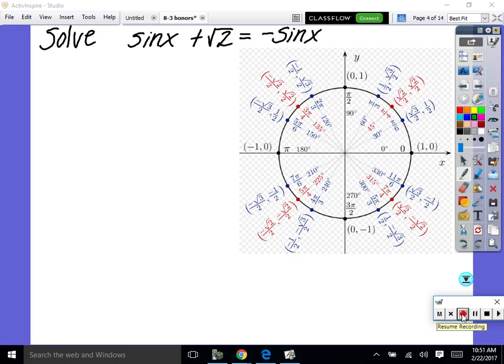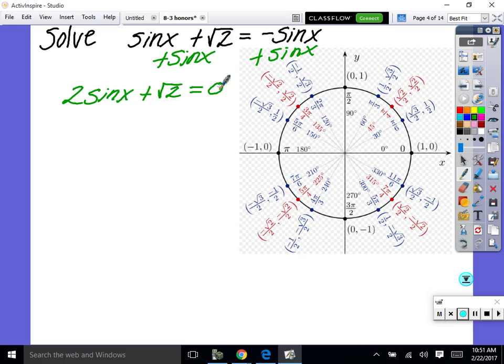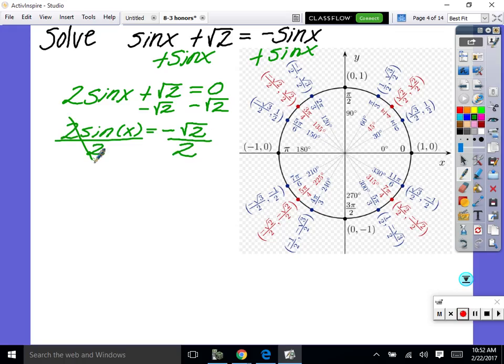Okay, so let's add sine x to both sides. I'm going to show all my work here. Add sine of x. So let's combine like terms. Sine of x plus sine of x is how many sine of x's? So we have 2 sine of x, and then we have plus root 2 equals 0 right now. We're solving for sine of x. We need to get the trig function alone. So we'll subtract root 2 from both sides. So we have 2 sine of x equals negative root 2, and then we'll divide both sides by 2. So we have the statement sine of x equals negative root 2 over 2.